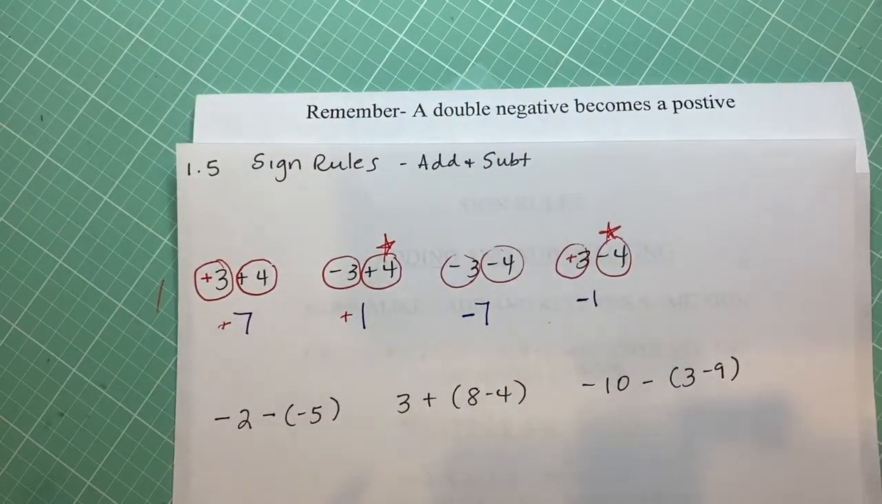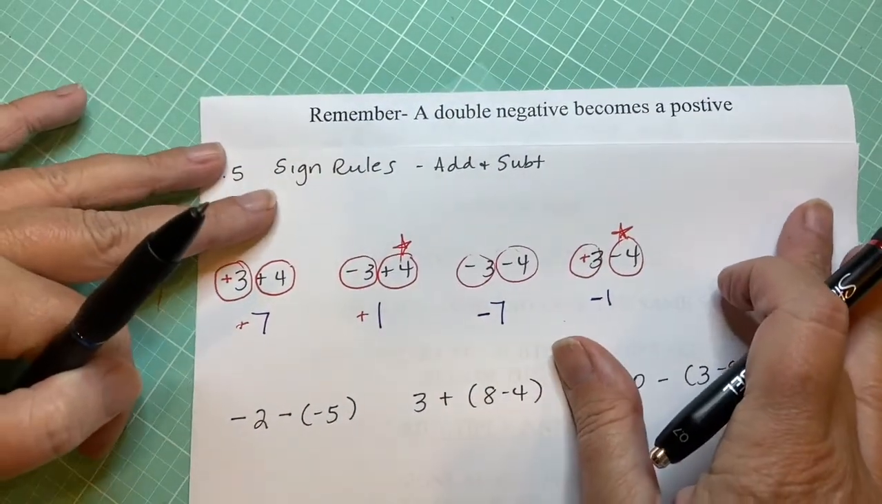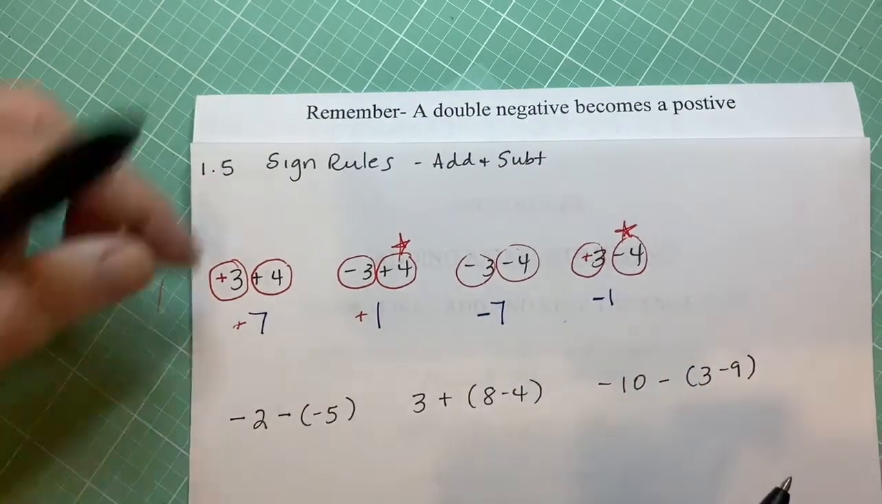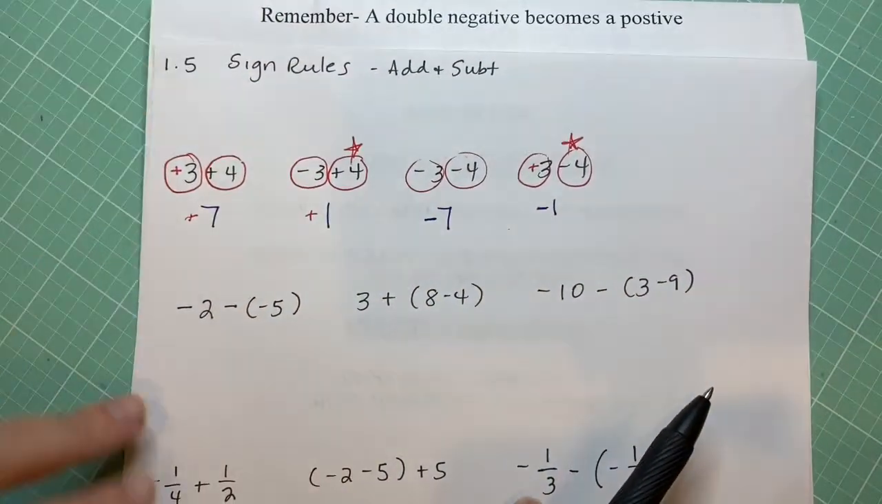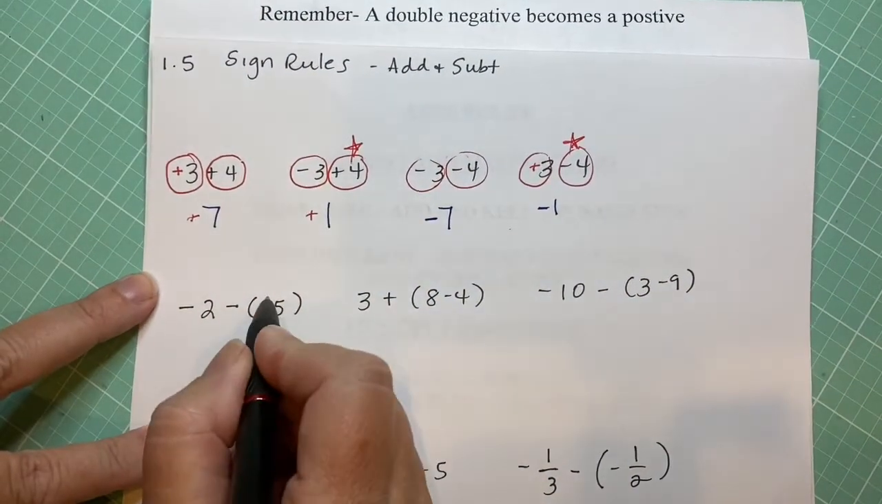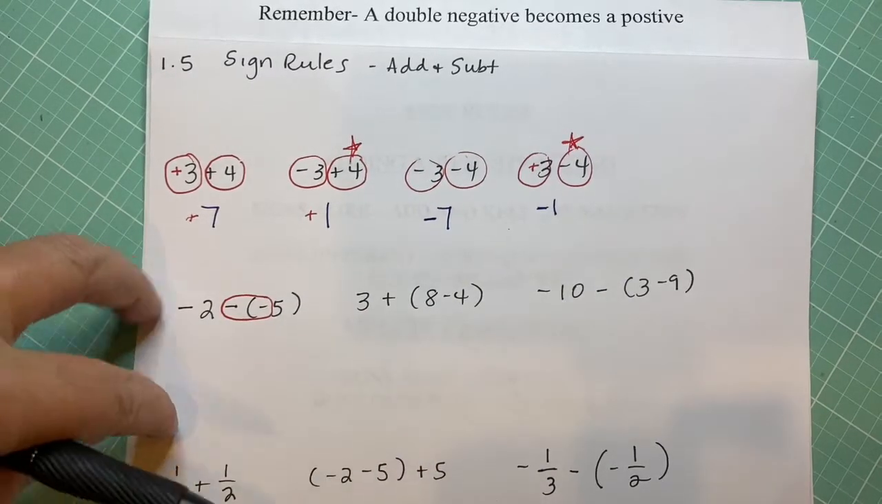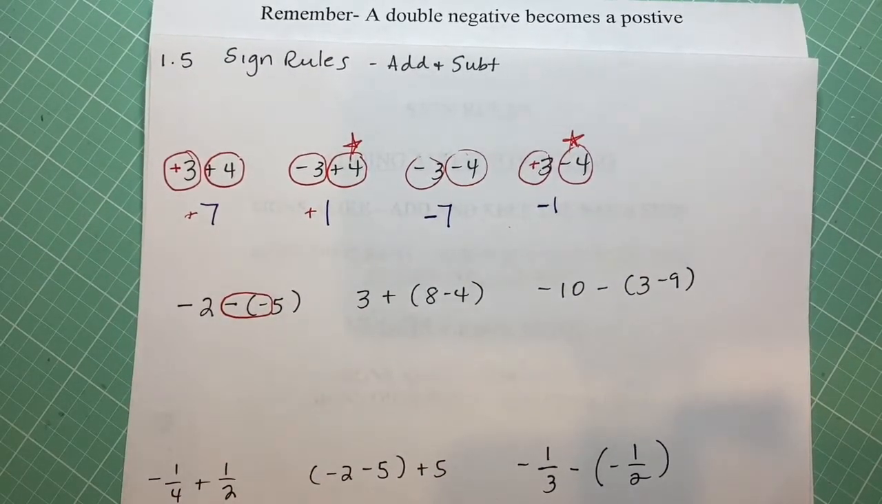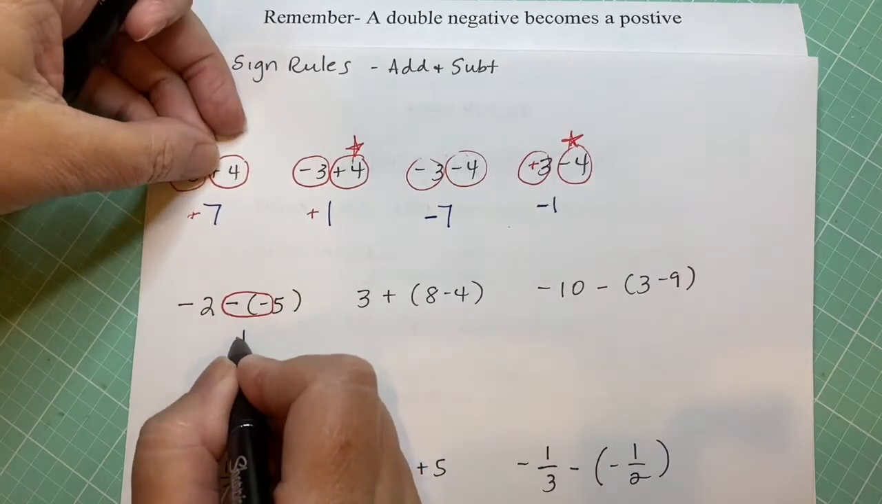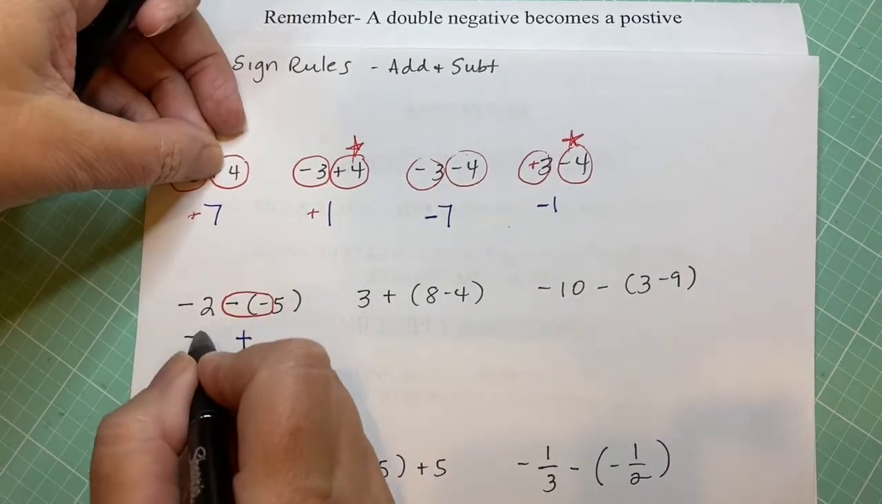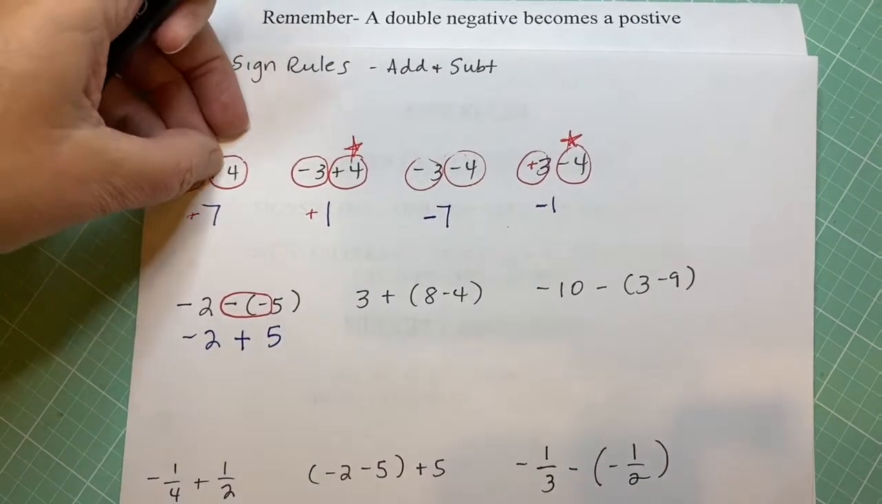This next one has to do with this statement right here. To remember, a double negative becomes a positive. So if you look at this next problem, this over here, this is what I mean by a double negative. It's two negatives right next to each other, or they're really multiplied by each other, which we'll cover in the next lesson. But the easiest thing to think of is anytime you have two negatives together, they just become a positive. And so this becomes a -2 and a +5.